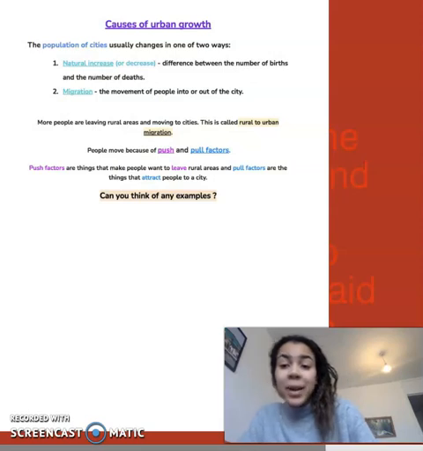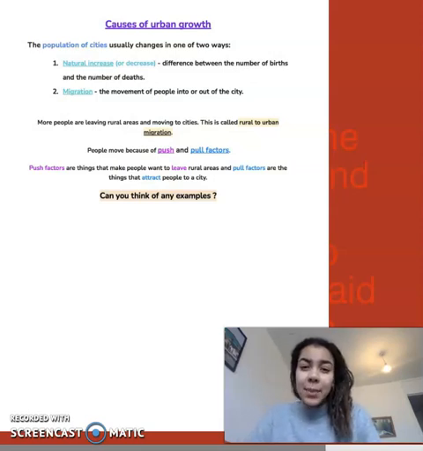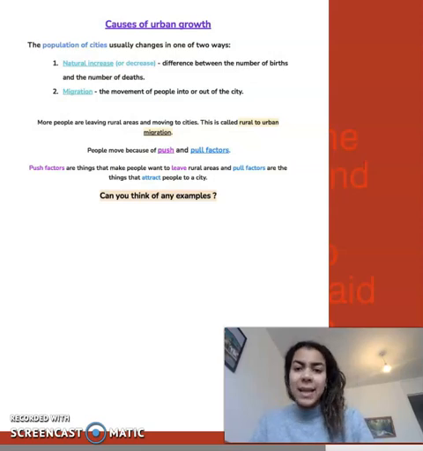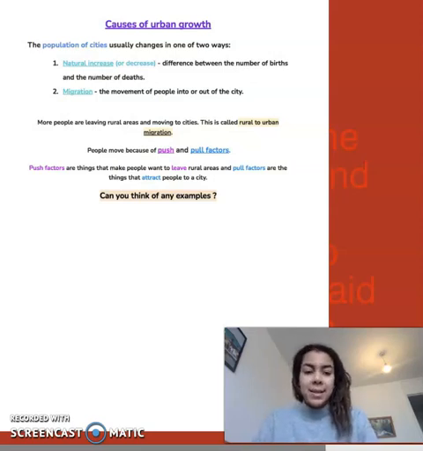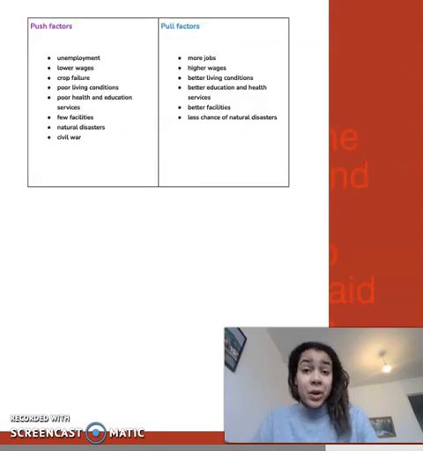So, people move because of push and pull factors. And as we know from before, push factors are things that make people want to leave a rural area, and pull factors are things that attract people to a city. So can anyone think of examples of push and pull factors? Good job. Just for reference later on when you're turning back to your notes, here we have a list of push and pull factors. Brilliant. Just take your time to read through them and then we'll move on.